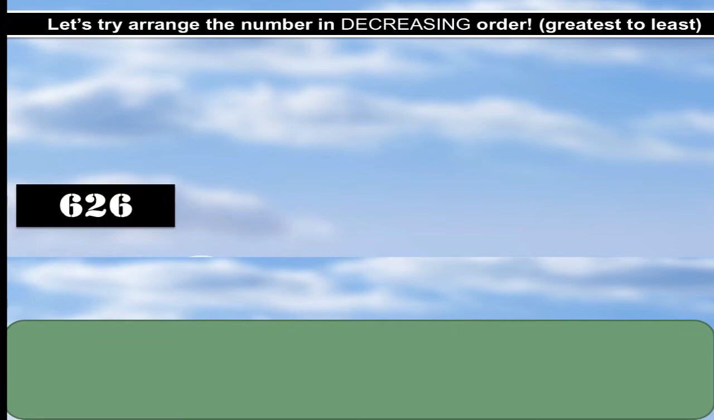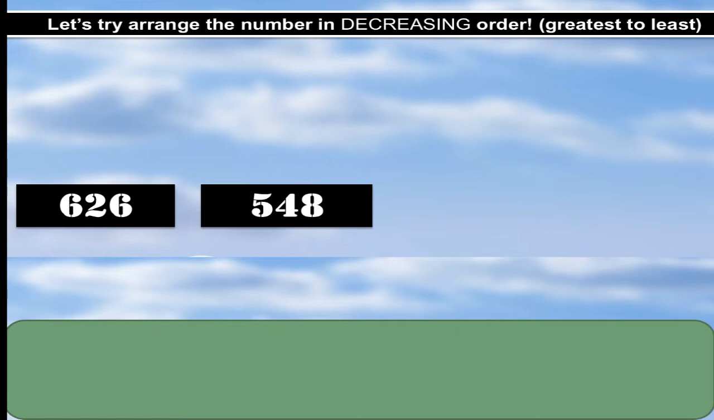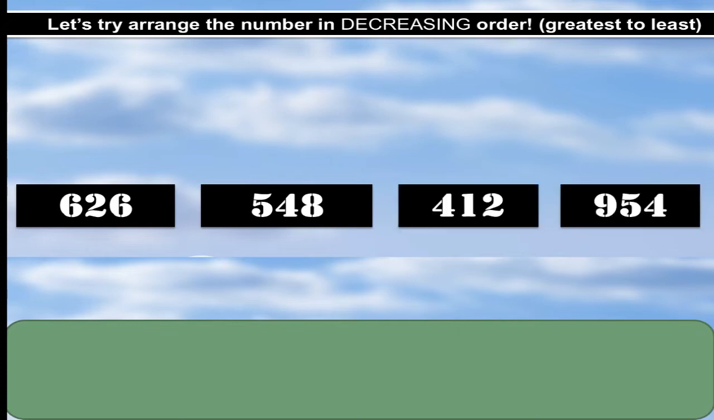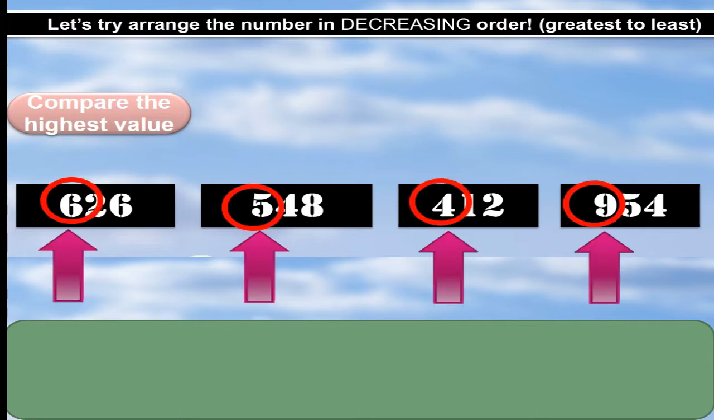Let's move on to arranging numbers in decreasing order or from greatest to least. So we have 626, 548, 412, and 954. First step is to compare the digit in the highest place value. So that is in the hundreds place. Let's compare 6, 5, 4, and 9. 9 is greater than 6, 5, and 4.